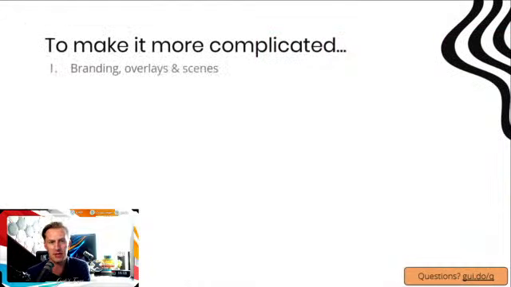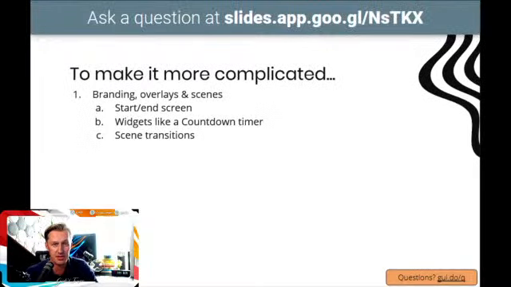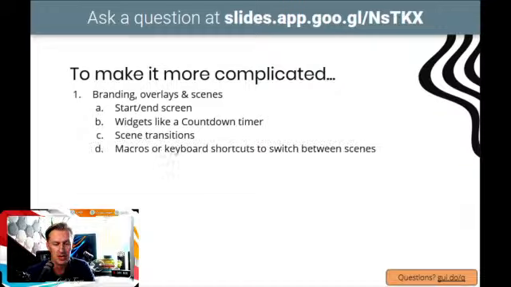And to make it more complicated, of course, it doesn't stop there. If you want to add branding overlays, you need a studio tool. You might want a start and an end screen. You might want to have widgets like a countdown timer. You might want scene transitions. So if you want to have different scenes, for example, one scene will be your start screen, the next screen will be something you're looking at right now, and you might have an ending screen. You want to switch between those. There might be a screen transition that you want to use.